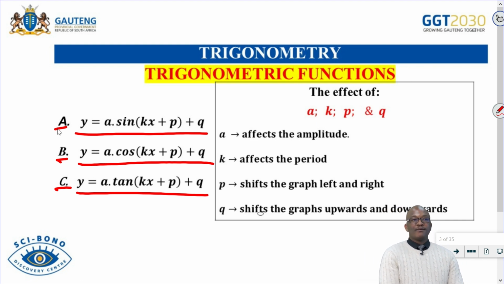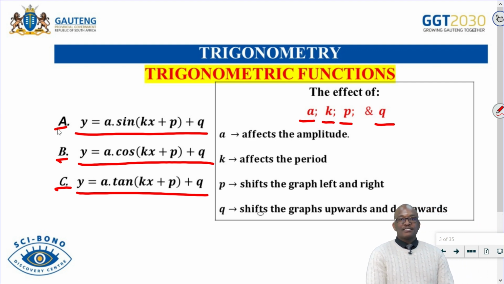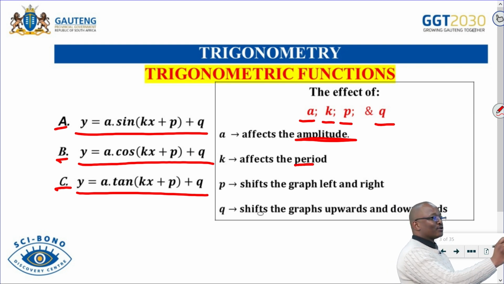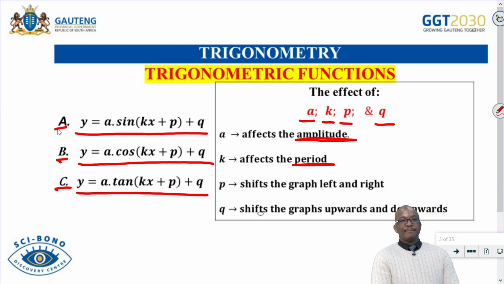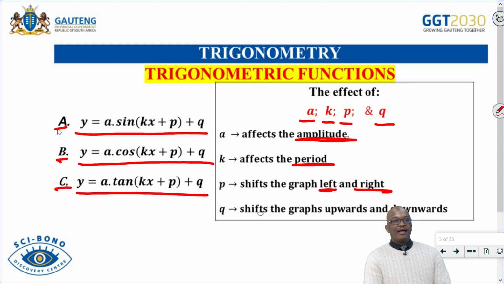Now, all those variables a, k, p, and q have effects on our graphs or equations. So how do A, K, P, and Q affect our graph? A will affect the amplitude of the graph, and K will affect the period of the graph. P will shift the graph either from left to right or right to left. And Q will shift our graph upwards and downwards.